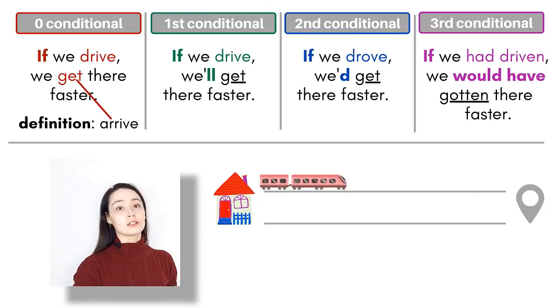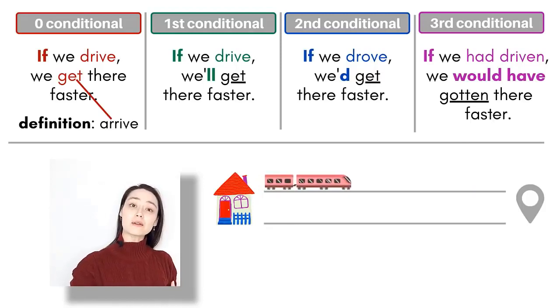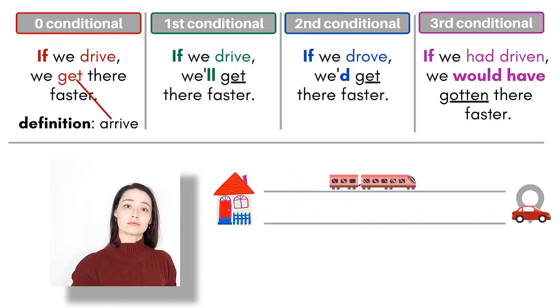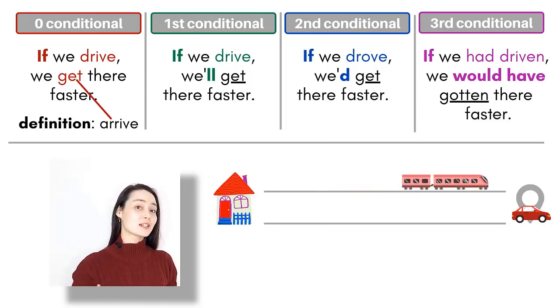Third conditional. We got to my parents' house 30 minutes late. If we had driven, we would have gotten there faster. The train was 30 minutes late. Past hypothetical condition because we didn't drive, we took the train.